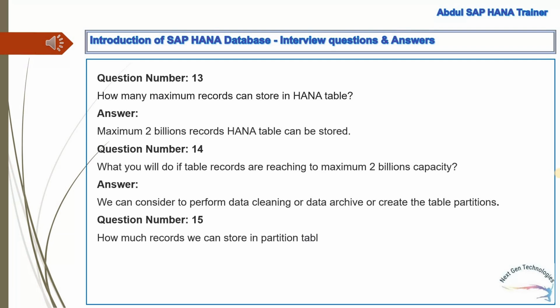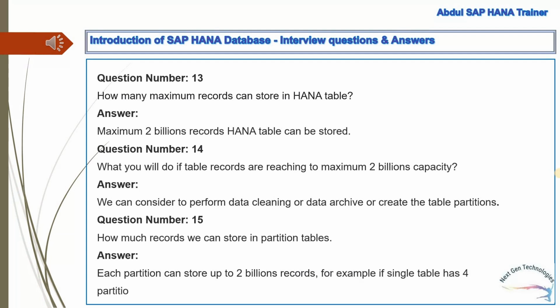Question number 15. How many records can we store in partitioned tables? Answer. Each partition can store up to 2 billion records. For example, if a single table has 4 partitions, then we can store up to 8 billion records in the partitioned table.